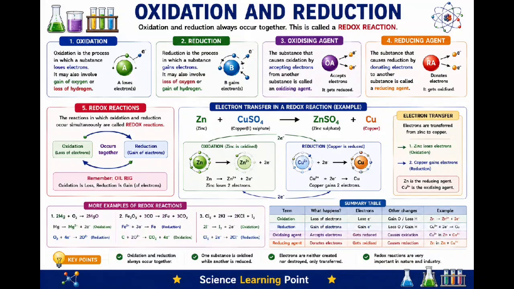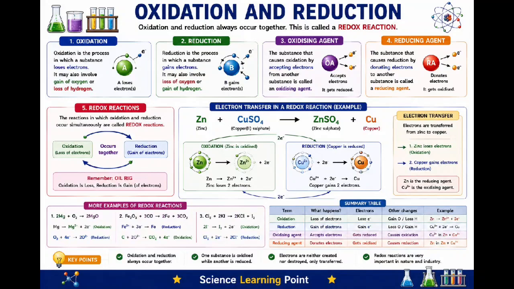Now let's understand reduction. Reduction means gain of electrons. It can also mean removal of oxygen or addition of hydrogen. So remember, reduction equals gain of electrons. For example, Cu2+ plus 2e- to Cu. Here the copper ion gains 2 electrons. Therefore, the copper ion is reduced.